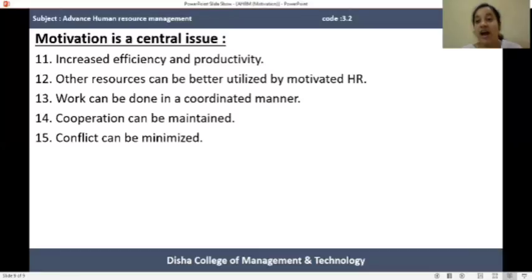So this is all about the concepts of motivation, and how motivation is important for the organization. This is for our today's class.